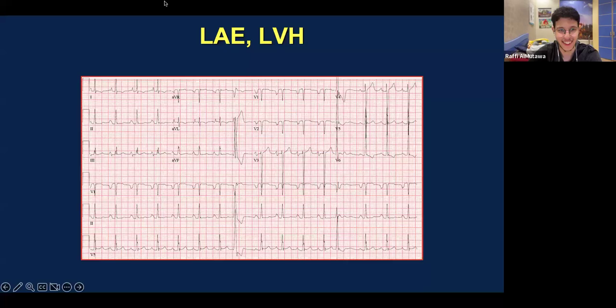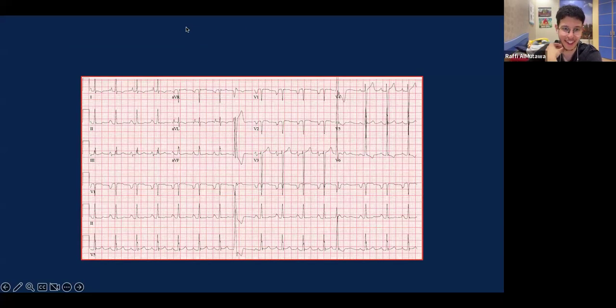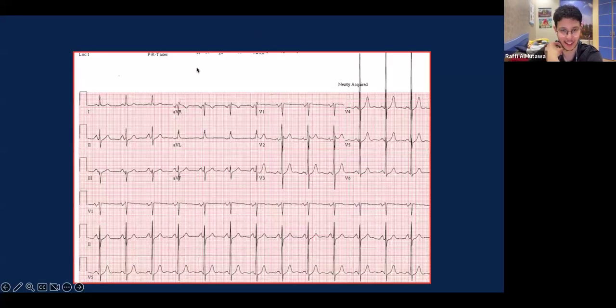What do you guys see? Oops. Spoiled it by accident. Oopsies. Okay, well, you guys saw it. LVH and camel. Yeah. LVH and camel, so left atrial enlargement and LVH. What about this one?